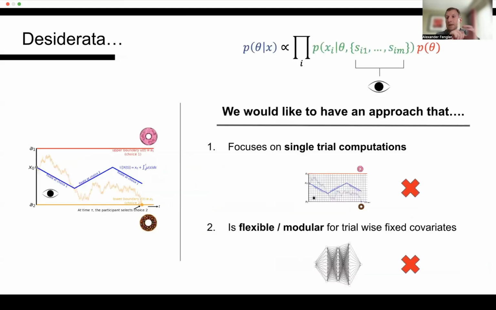So this leaves us with the following desiderata. We would like to have an approach that focuses on single trial computations, so it does only the minimum necessary to get a likelihood for a single trial, and then is flexible and modular for trial-wise fixed covariates, which in our case here, for our running example, the attentional DDM, would be different types of fixation trajectories.